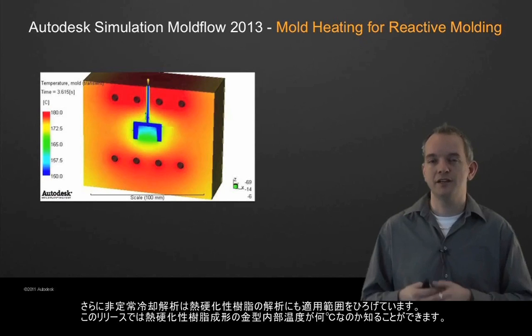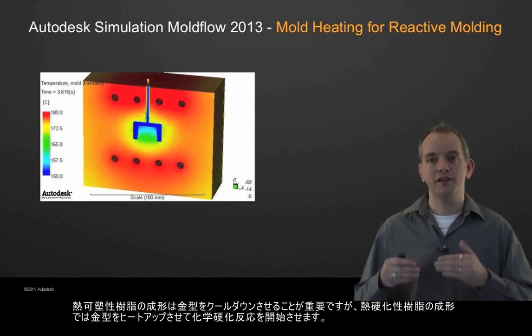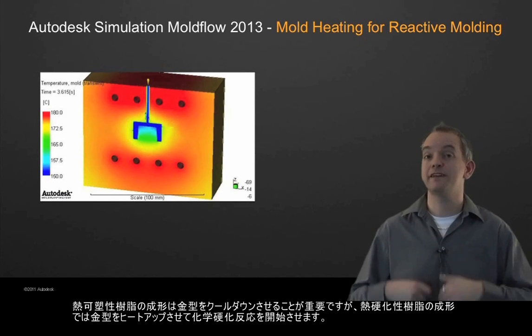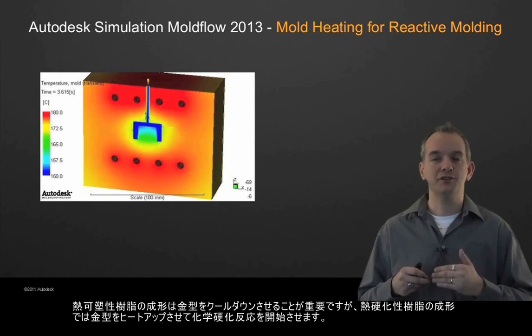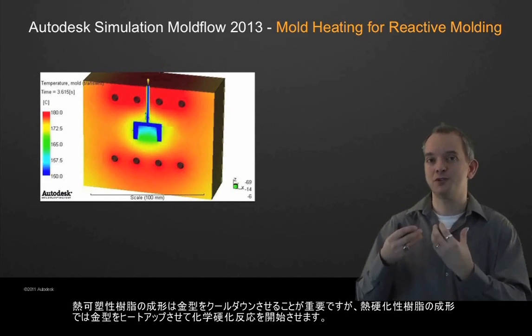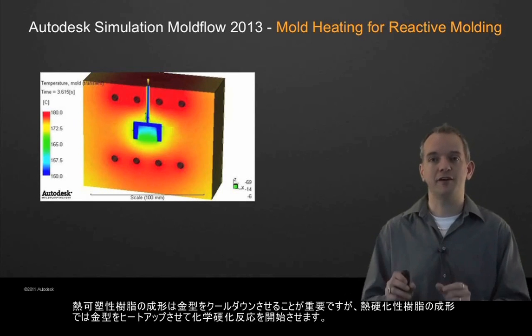For this release, we also added the capabilities to calculate what the temperature is inside a mold for a reactive molding part. Unlike a thermoplastic injection molded part, it's not so much the cooling down of a part that's important, but actually more the heating up. Where you see cooling channels in thermoplastic injection molding, you actually introduce heat into a mold to start the chemical reaction that solidifies the part.